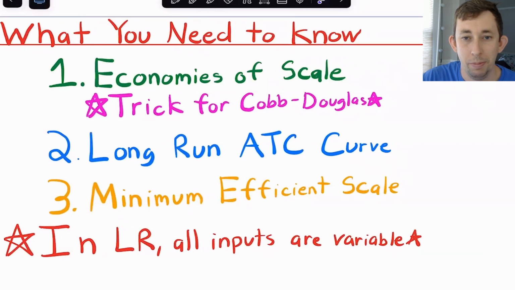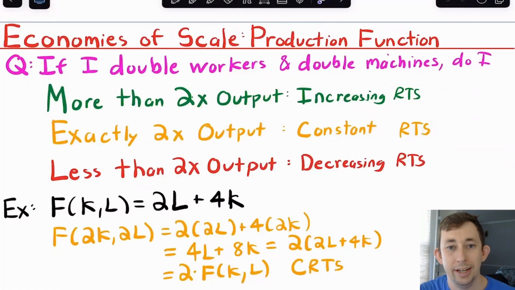So in the example of Bill's ice cream, we said he couldn't change the number of ice cream machines, the number of buildings in the short run, but in the long run he can. And the fact that he can do that sort of drives this whole notion of a long run average total cost curve, minimum efficient scale, and economies of scale. So let's just get into this economies of scale, where we're going to talk about production functions.